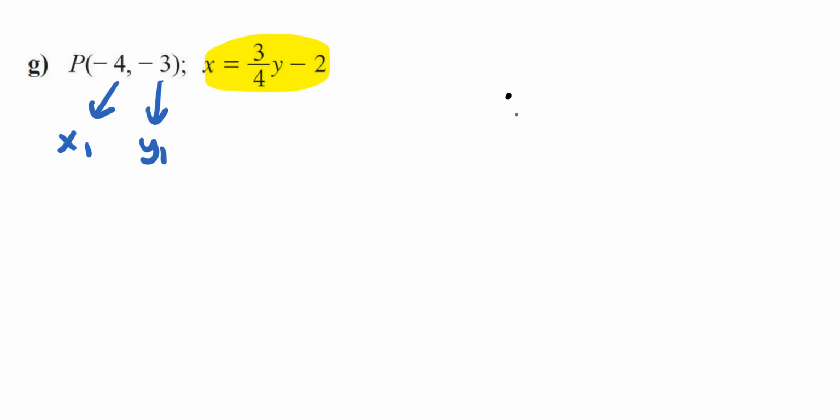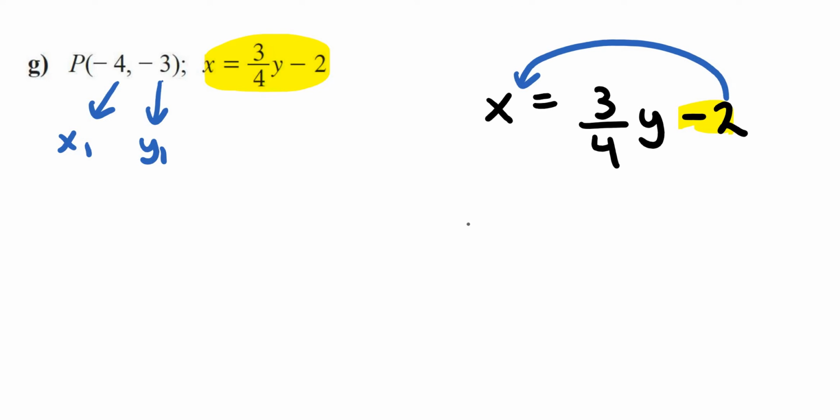Okay, so let me just rewrite that over here because I need a little bit of space to write out all the numbers here. All right, what I would do first is move this negative 2 over. So if I move this over here, I get x plus 2 equals 3 over 4y.